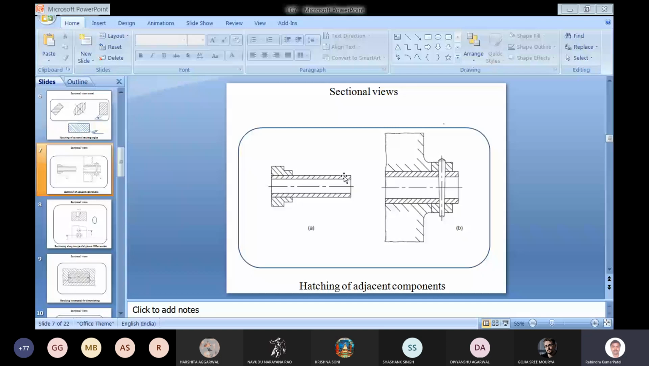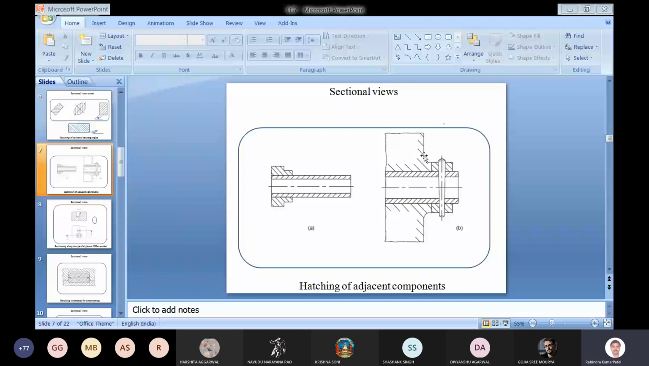So two directions have been shown, and if more than two parts are there in an assembly, we have to differentiate the hatching by showing a gap between the hatching lines. Like here in this case, one direction is shown as 45, another direction has been shown as 135, and again another is shown as 135, but the gap is different.